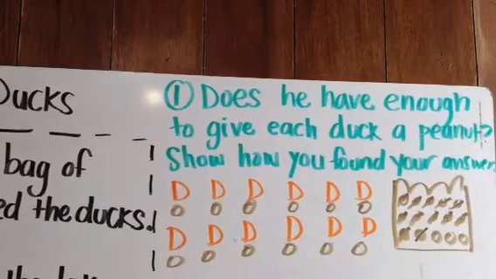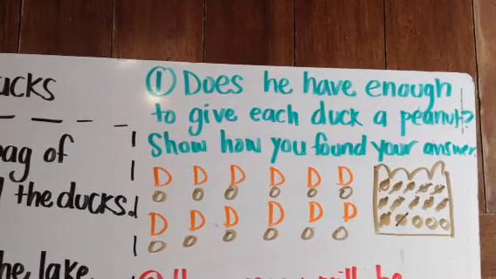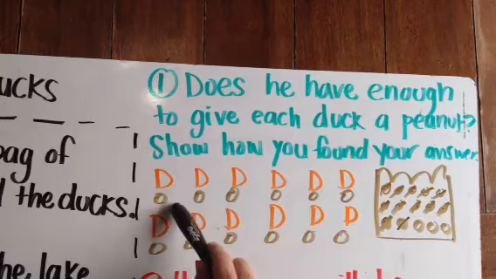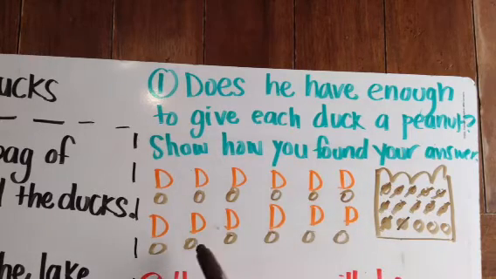So yesterday, we asked a question. Does he have enough to give each duck a peanut? Show how you found your answer. So this is how we found our answer yesterday. We drew D to represent the ducks, and we started with 12. Then we drew 15 peanuts in a bag. When I gave each duck a peanut, I crossed them out to represent peanuts being passed out to each duck. This is what my bag looked like when I was finished. Our answer to yesterday's question was, yes, Joe has enough to give each duck a peanut.